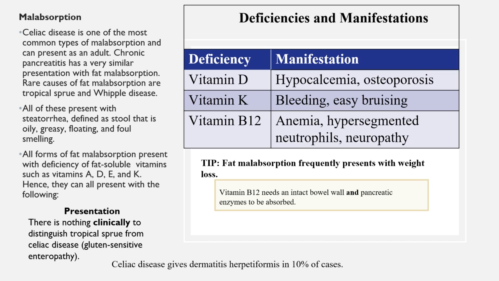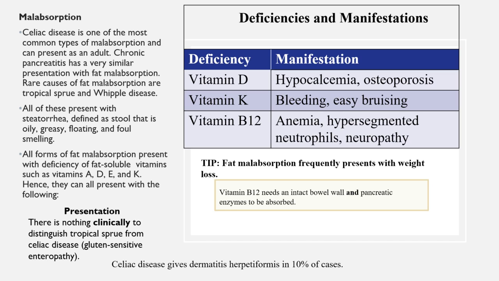On the right side of the slide, there is another clinical tip that vitamin B12 needs an intact bowel wall and pancreatic enzymes to be absorbed. On the table on the right upper side of the slide, we see that there are 3 types of deficiency, and every one of them has different manifestations.